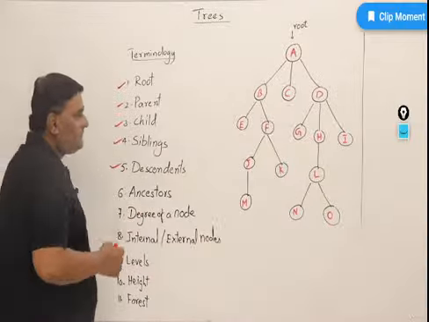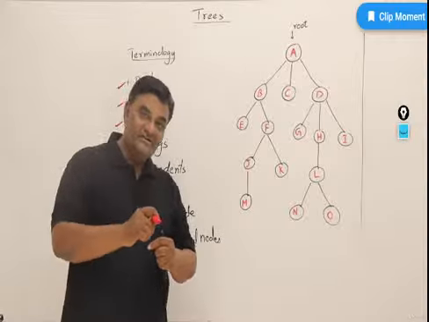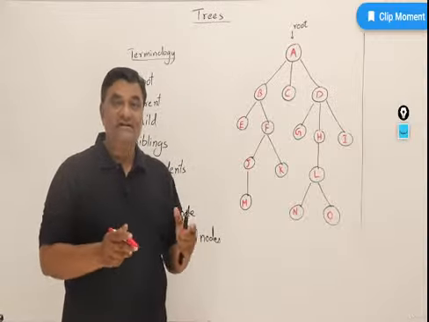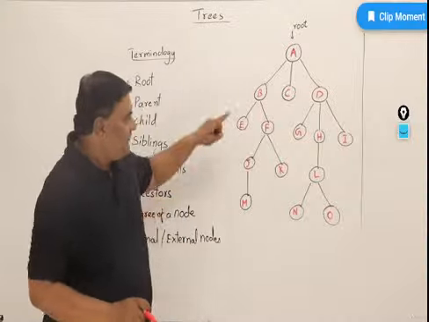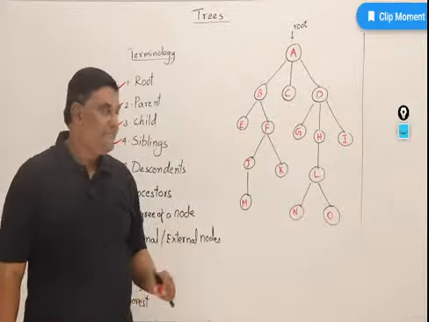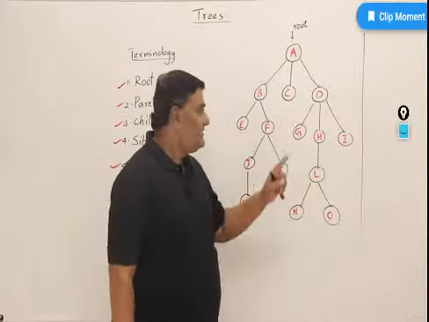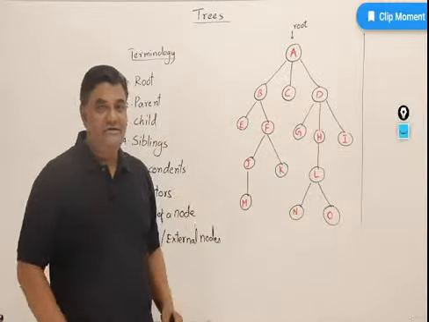Next, descendants. For any node, the set of nodes which are its children and their children and their children, and so on. Or in other words, descendants are all those nodes which can be reached from a particular node, or are under that node. For example, for B, E, F, J, K, M, all these are descendants of B. For L, N and O are descendants. For D, G, H, I, L, N and O, all the nodes that are reachable from D are descendants of D.